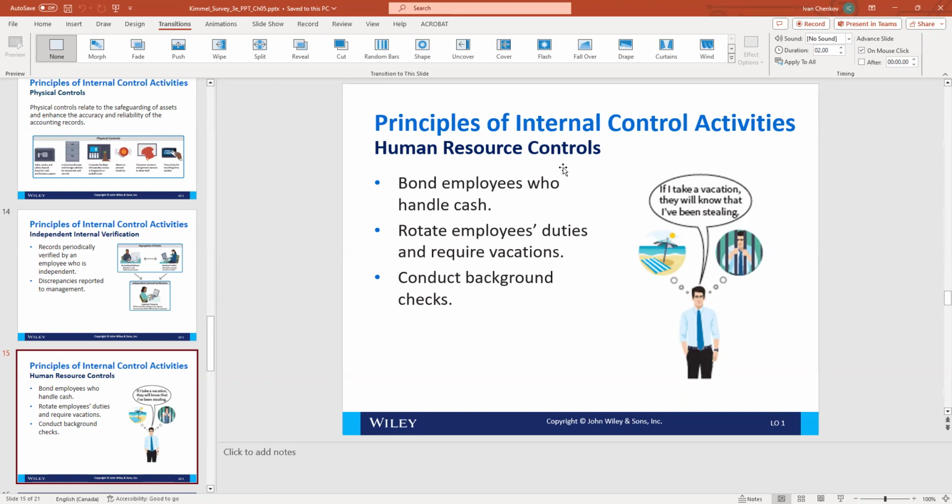For that reason, if you see an employee that hasn't taken vacation for years, 1, 2, 3 years, most likely there's something going on. For that reason, to prevent this from happening, rotate the employees in the key positions and require them to take vacation. Not taking vacation, not an option.